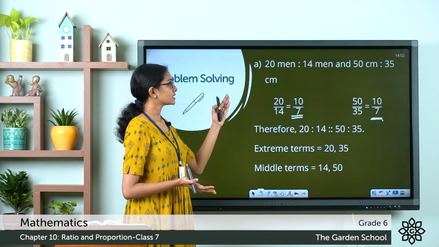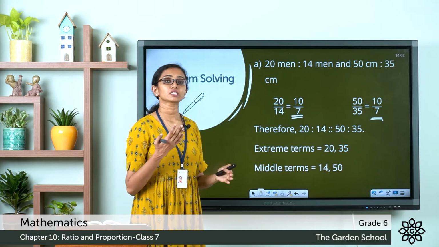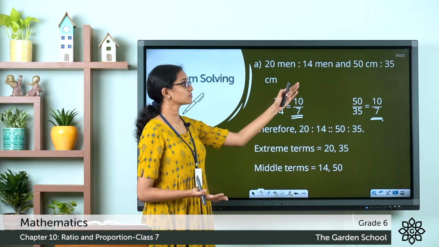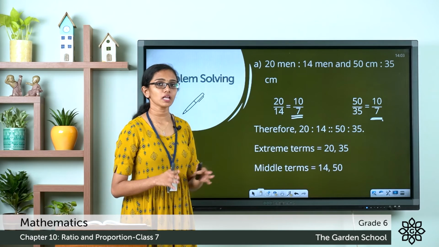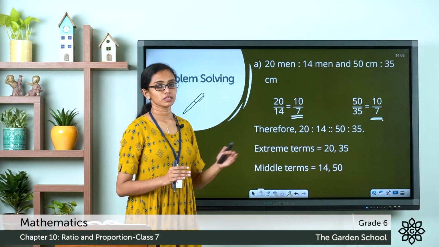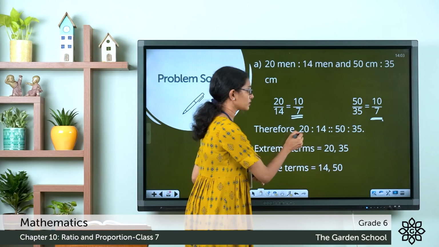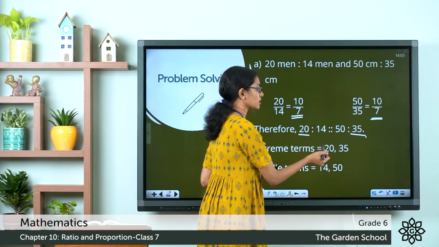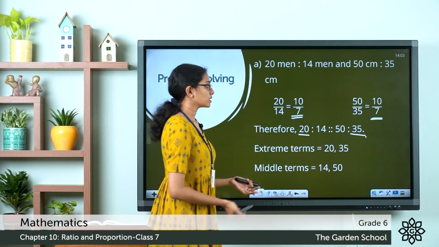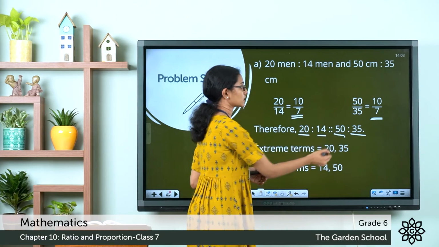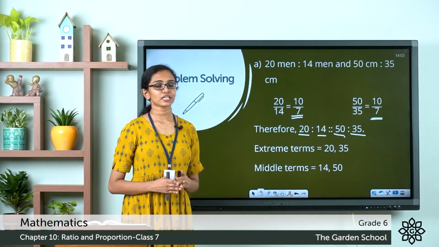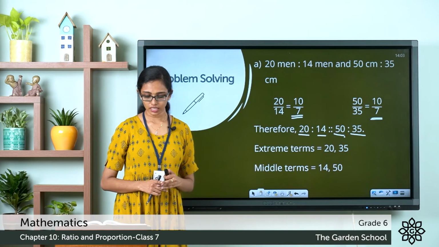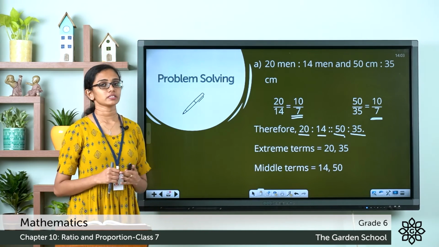That is, 20 men is to 14 men is proportional to 50 centimeter is to 35 centimeter. Since they are proportional, we can write the extreme terms and middle terms. The extreme terms are the first term and the fourth term, which are 20 and 35, and the middle terms are the second and third terms, which are 14 and 50. I hope this is clear to you. Follow the same procedure and complete the question.